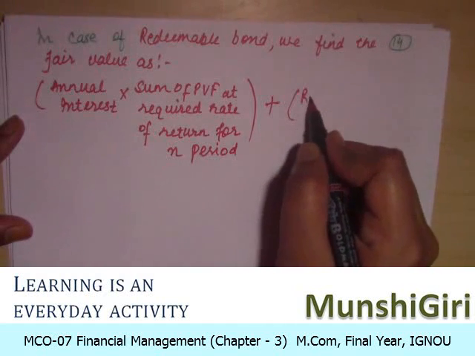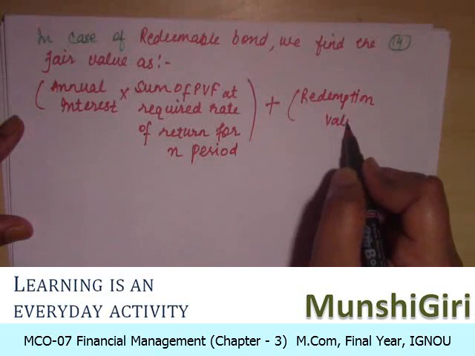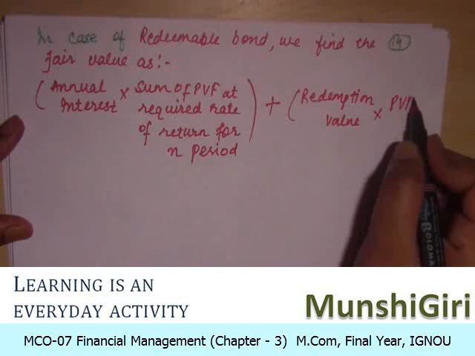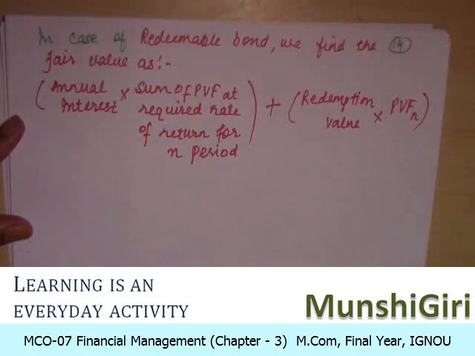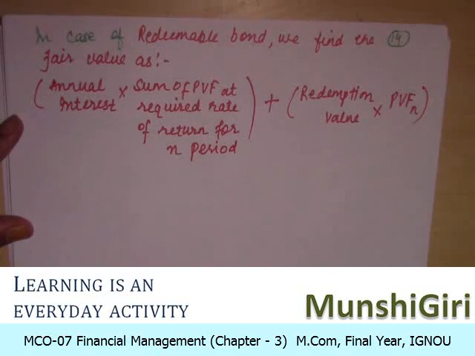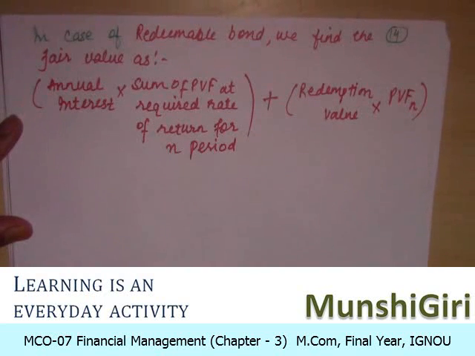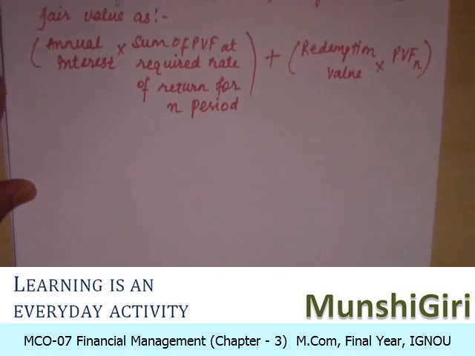plus redemption value into present value factor for the nth period. This is how we'll calculate the fair value of bond, in case the bond is a redeemable one. Let's look at an example.